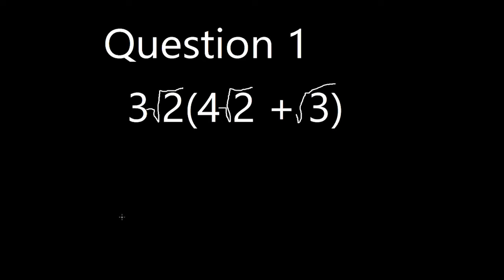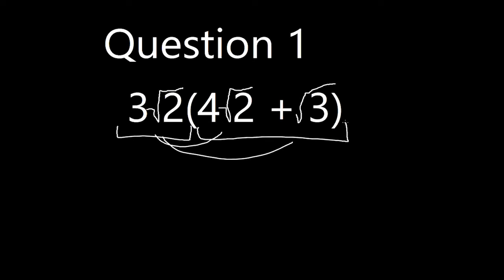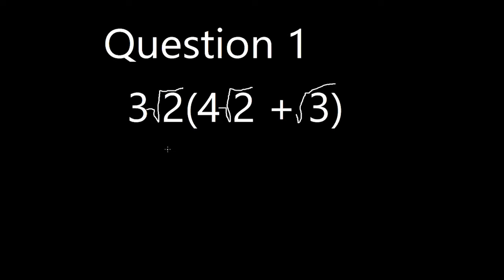Now, as we can see here, they've given us our initial form that we were looking at in the previous video. So we're going to just go through and multiply these two together. Remember, we're getting this and we're multiplying it with this whole thing. So how do we do that? We look at each individual combination. So let's go with the first one, which is 3 root 2 times 4 root 2.